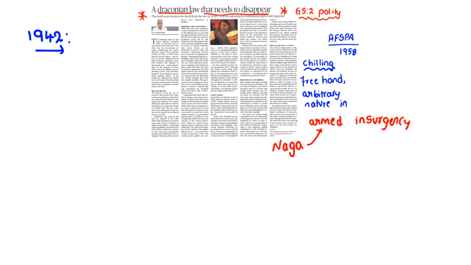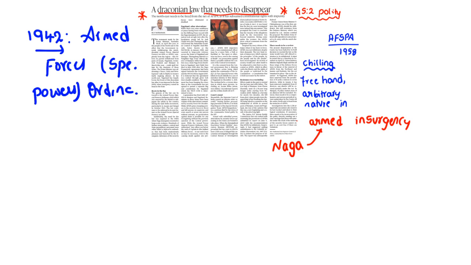In 1942 there is the Armed Forces Special Powers Ordinance, 1942. Clear? So yes, I am writing in full. Clear? 1942. So this was brought by the Britishers to control what happened in 1942. You are right, that is the Quit India movement.